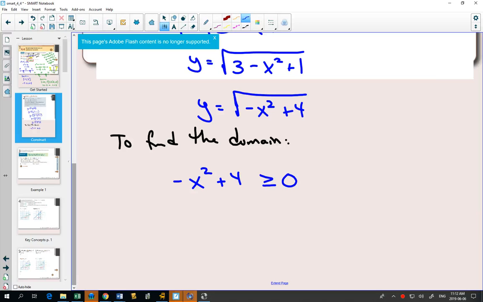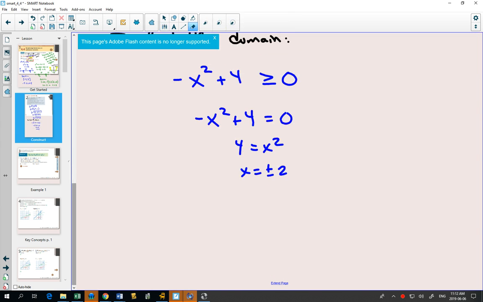So now, how do we solve this? Well, that's that grade 11 concept. I need to make it equal to 0, move my x squared over, square root both sides, and I get x is equal to plus or minus 2. Draw my number line and use some test values.